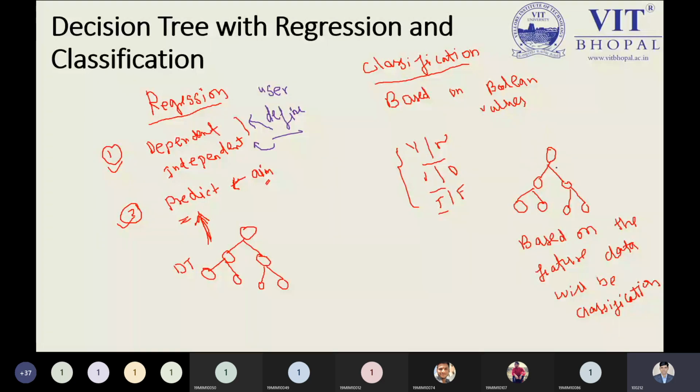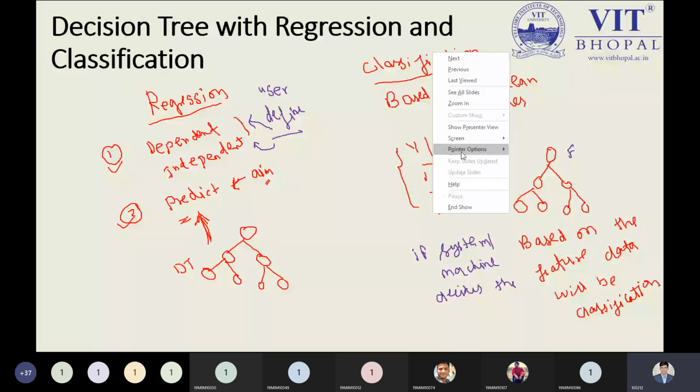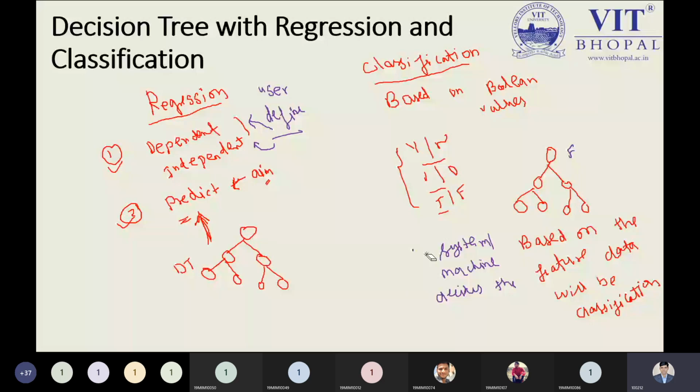But in the case of classification, if I'm selecting a feature, the first feature I will select is this one. But from the list of features, the machine will decide based on which feature your information will be categorized. Now listen carefully. In classification, the system or machine will decide the feature.